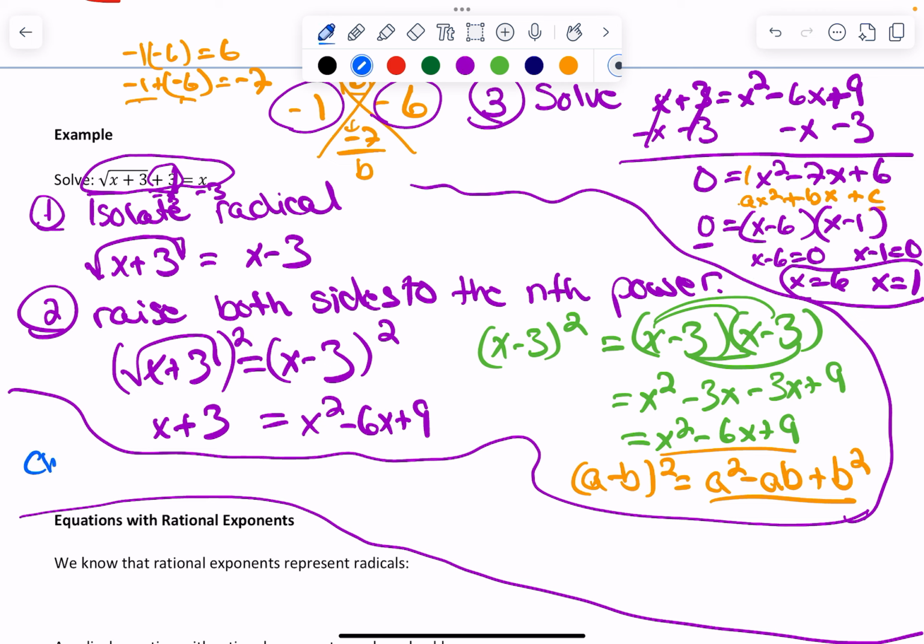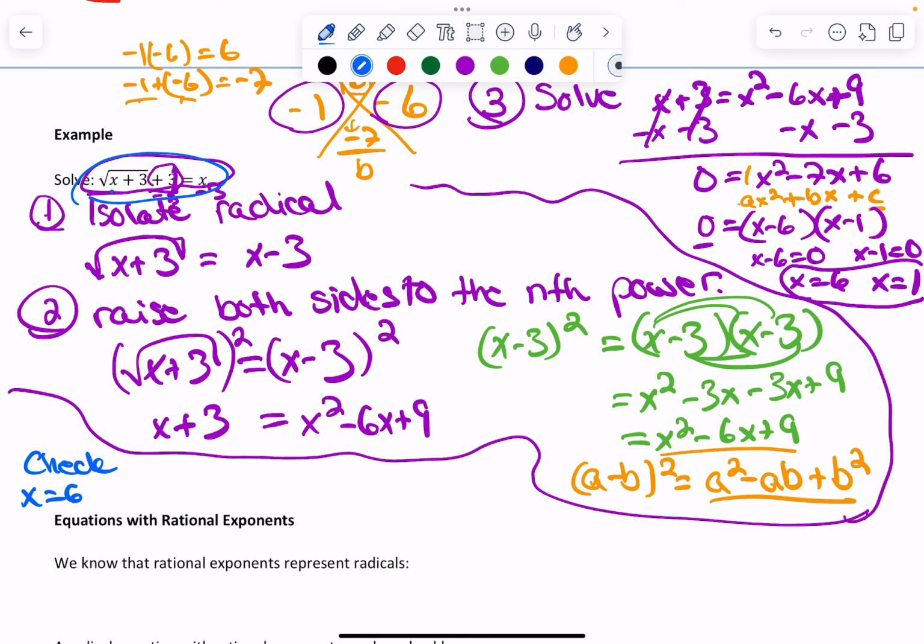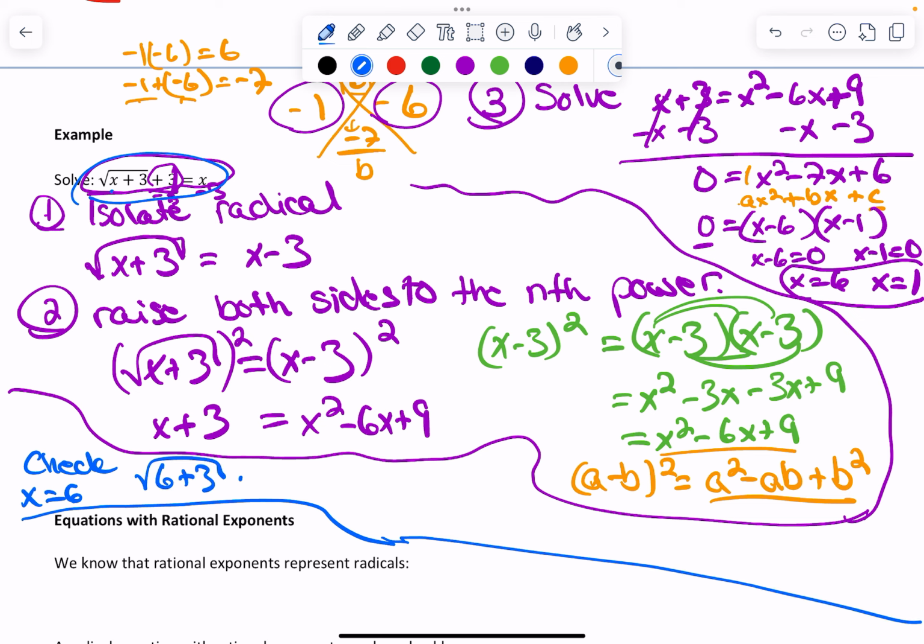All right, check. So x equals 6 and x equals 1. We're going to take the original and first do x equals 6 here. 6 plus 3 inside the square root, plus 3 equals 6. 6 plus 3 is 9. Square root of 9 plus 3 equals 6. 3 plus 3 equals 6. 6 equals 6. So this is correct. Nothing wrong, that's fine.